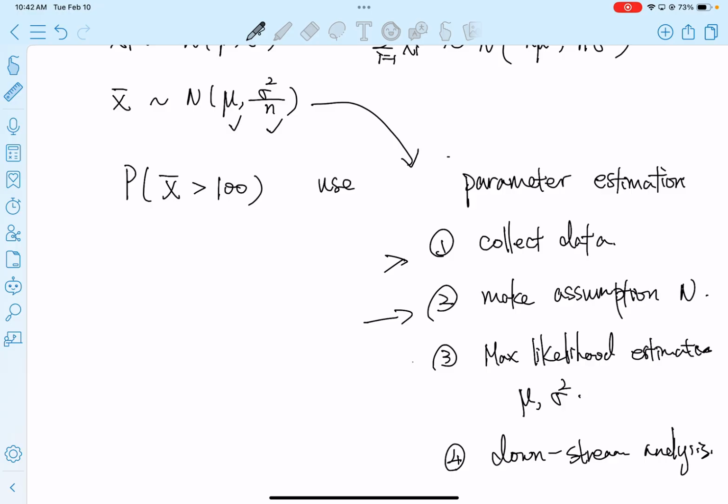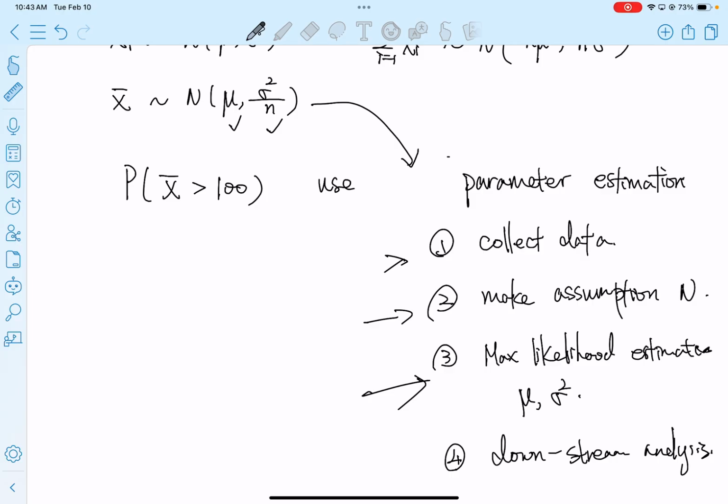And then the maximum likelihood estimation. This is a very mathematically intensive method. For example, training neural network is essentially maximum likelihood estimation. So you will need to perform a very intense mathematical calculation to do this procedure to get the parameter. Once you have the parameter, you can perform downstream analysis.